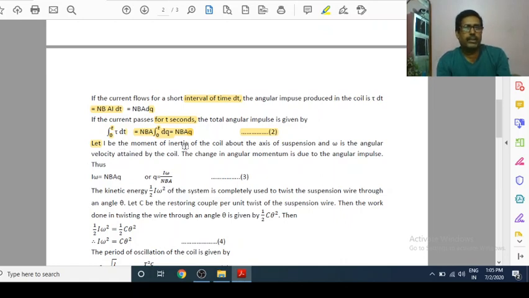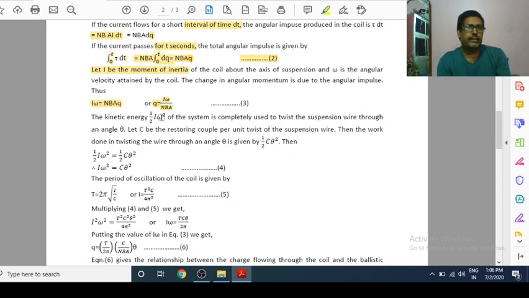Let I be the moment of inertia. Here, I want to say that you should not confuse: this I is current here, and this I is the moment of inertia. So let I be the moment of inertia. Then the change in angular momentum, I omega, is equal to NBAQ. So Q is equal to I omega by NBA.